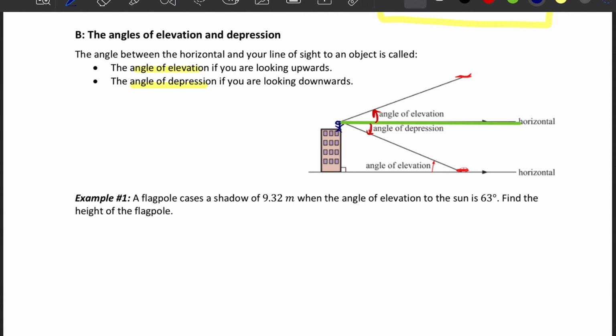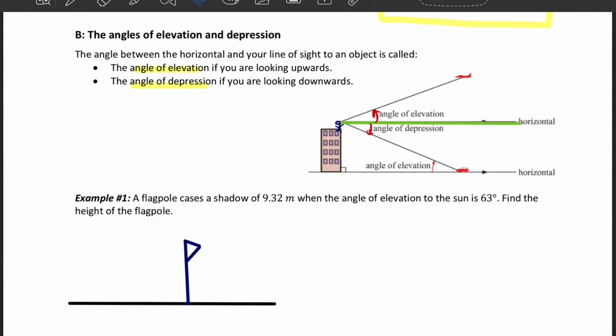Example 1: a flagpole casts a shadow of 9.32 meters when the angle of elevation to the sun is 63 degrees. We need to find the height of the flagpole. Let's say we have the ground here, and a flagpole standing like this. This is our flagpole, and we know that it casts a shadow of 9.32 meters when the angle of elevation to the sun is 63 degrees.